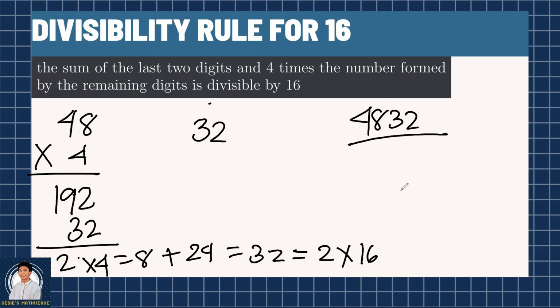Now, given the same principle, prove that 6,576 is divisible by 16.